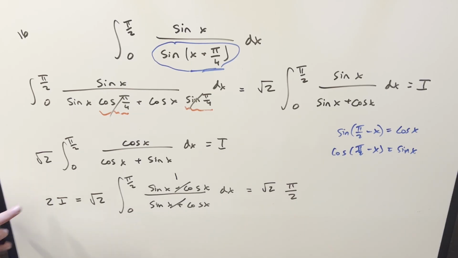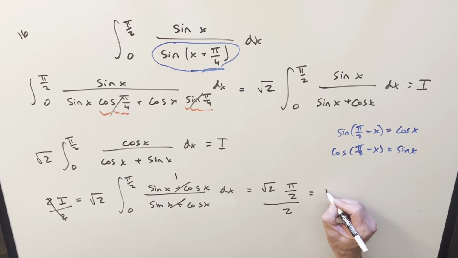But the one thing we need to remember, we're dealing with two copies. So let's get rid of that. Divide by 2 over here. And for the final solution of this, we just get square root of 2 pi over 4.